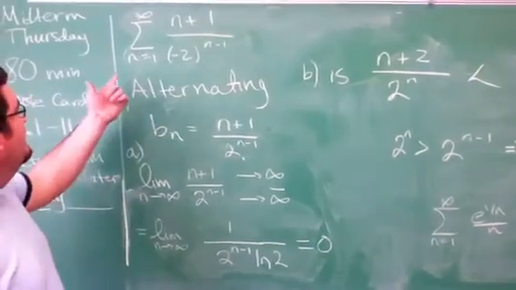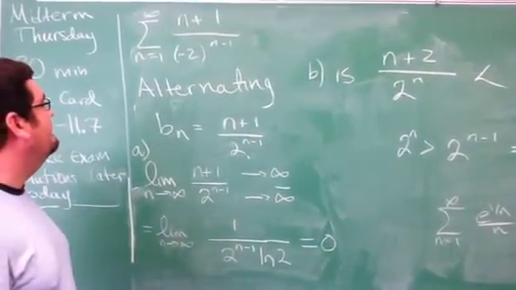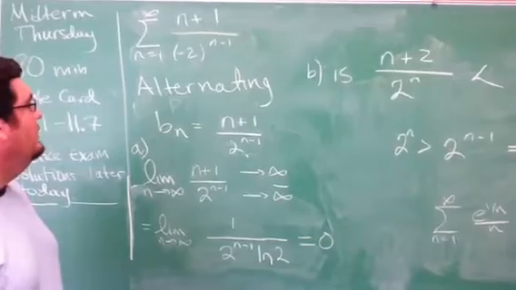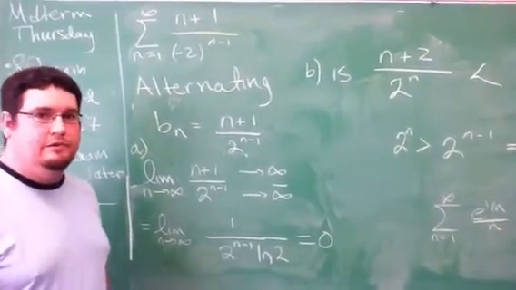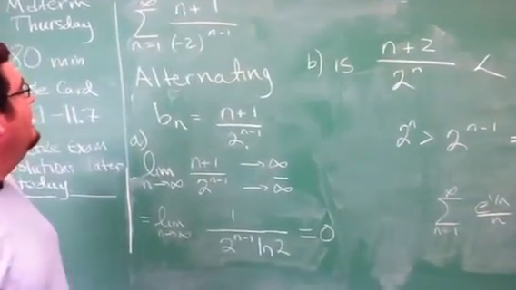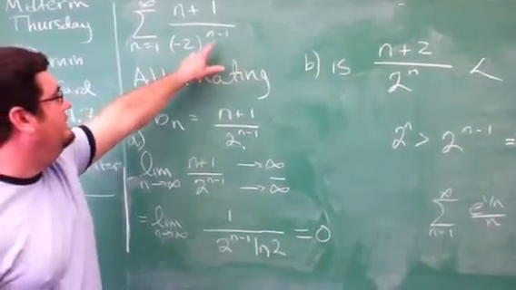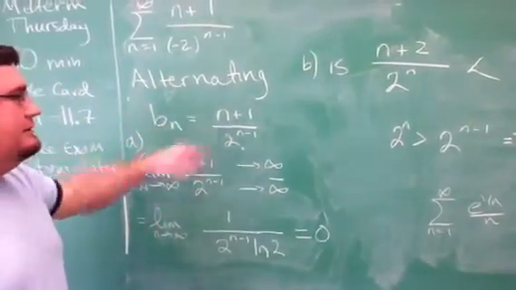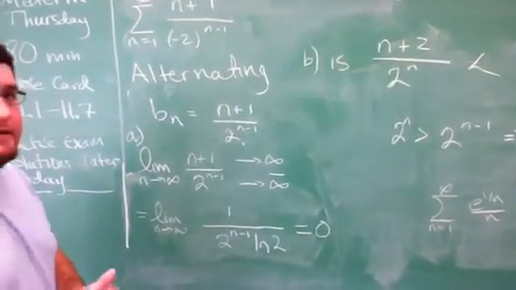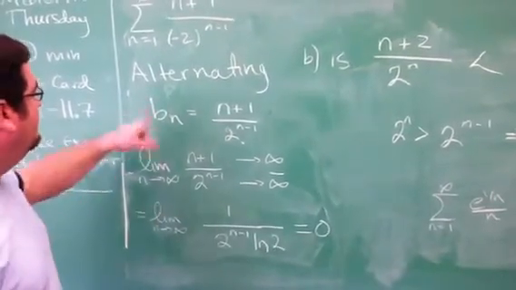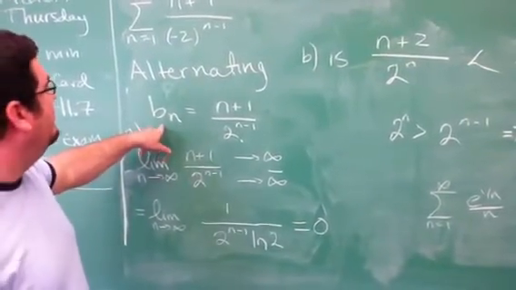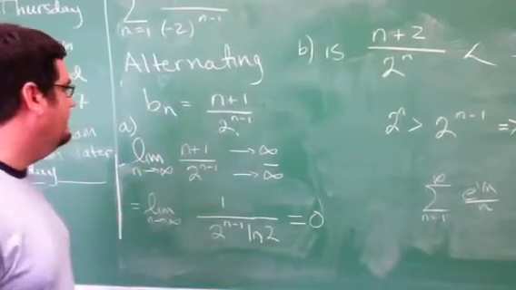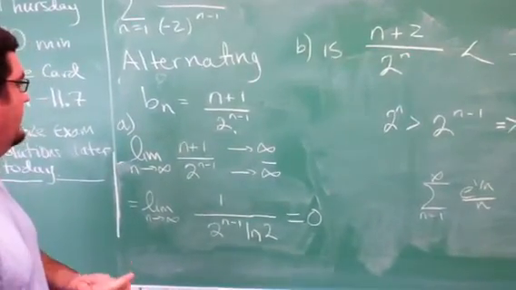Okay, so we're testing the series (n plus 1) over (negative 2) to the n minus 1 for convergence or divergence. Because of the negative and the 2 raised to the n minus 1 power, we're going to use the alternating series test. That's the best fit for this. So first we choose a b_n. Our b_n in this case would be (n plus 1) over 2 to the n minus 1.